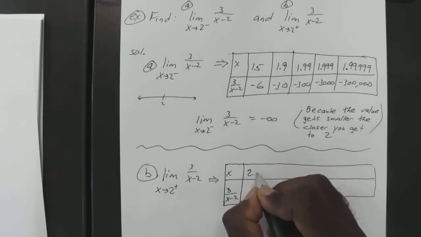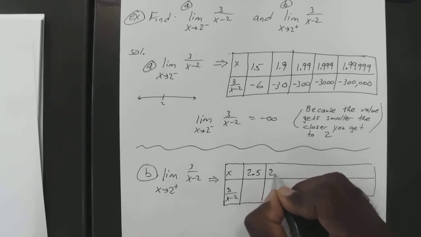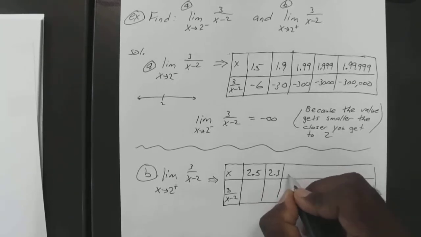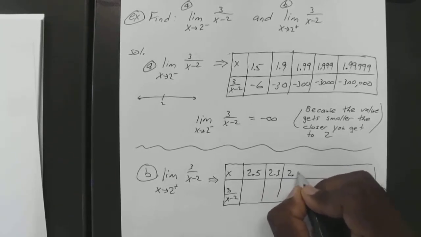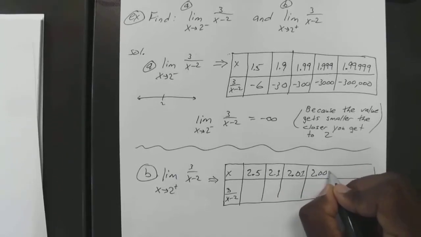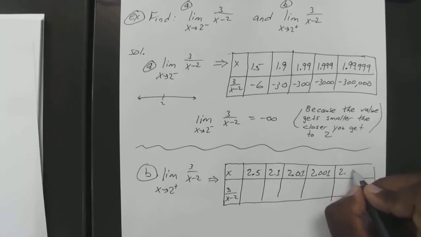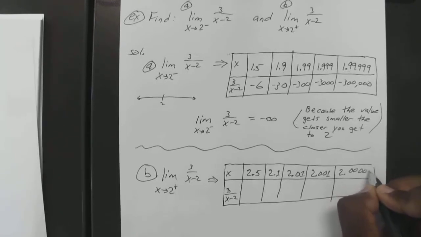Okay, so let's say, sorry, 2.5, 2.1, 2.01, 2.001, and 2.00001.